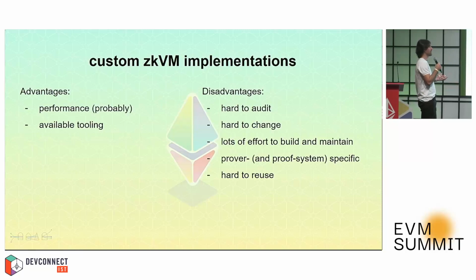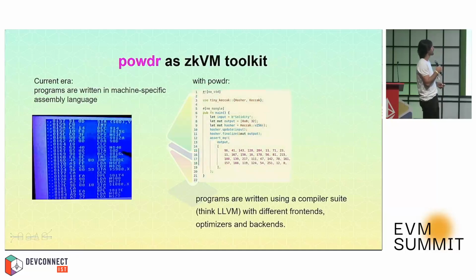Some disadvantages of such an approach are that it becomes harder to audit, harder to change, harder to innovate on. It usually requires a bigger team to develop it, to maintain it, to think about it. And a lot of these systems are proof system specific, talking about the zk prover in the back end, and they also become hard to reuse. There's a lot of vendor lock-in and this kind of thing.